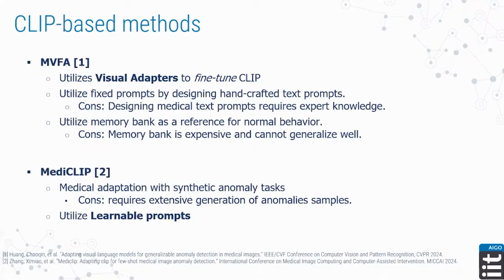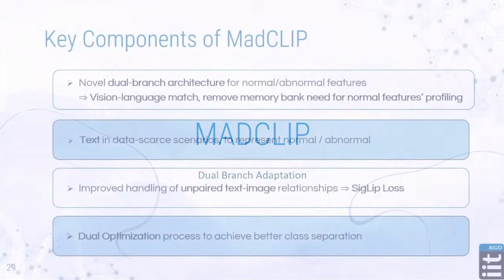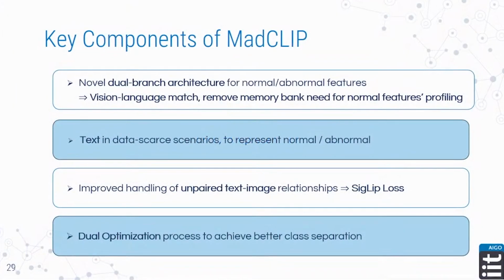So what we want to introduce in this work is called MedCLIP, which is essentially a set of key characteristics. One characteristic is to introduce this dual branch architecture, and dual because we have a branch for the normal samples and a branch for abnormal samples. There is a vision language match. We don't use memory banks.